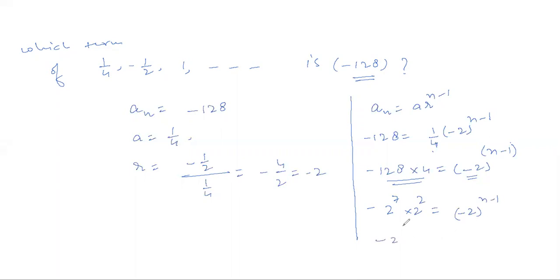So we got minus 2 raised to power 9, as these powers will be added, equals minus 2 raised to power n minus 1. Since its power is odd, minus can be taken inside also, so we can write minus 2 raised to power 9. On comparing both the sides, we can equate this 9 to n minus 1. So 9 equals n minus 1, and the value of n will be 10. That means it will be the 10th term of that series.